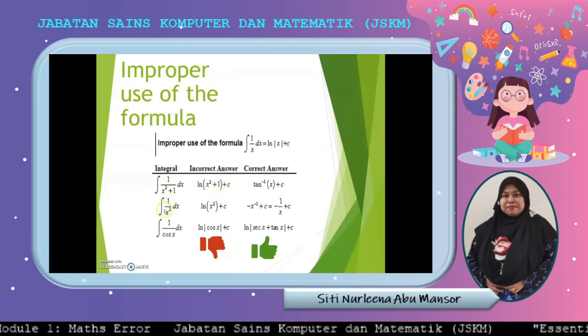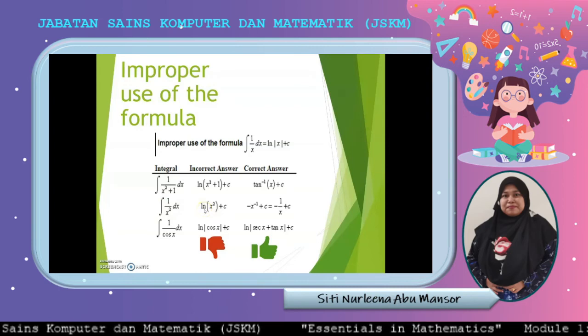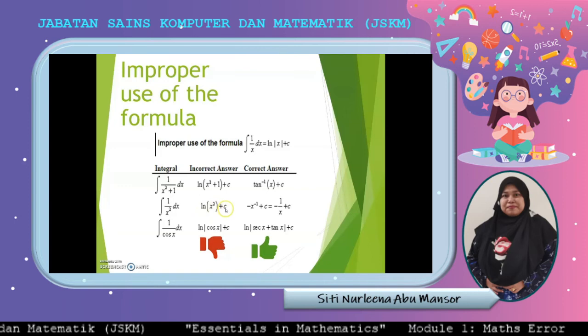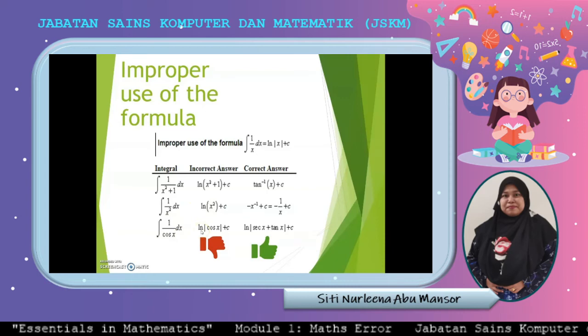Also, let's say we want to integrate 1 over x squared dx. The student did wrong by giving the answer ln x squared plus c. For this one we have 1 over cos x. Students usually give an answer like this, ln cos x plus c. All these answers are incorrect.